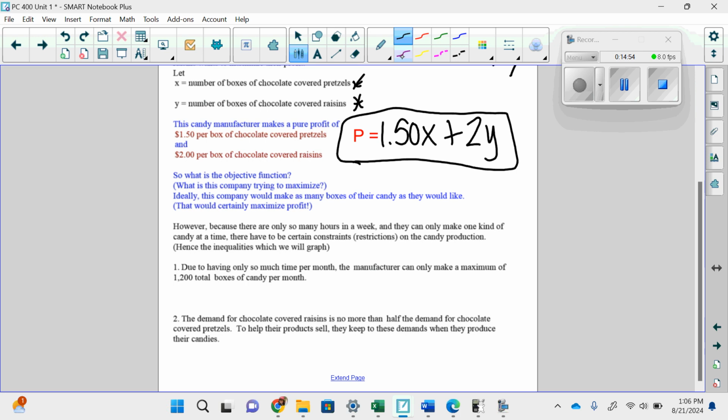So our first constraint is that the number of chocolate-covered pretzel boxes plus the number of chocolate-covered raisin boxes has to be less than or equal to 1,200, because that's the most amount that we can make in a month. I'm going to go ahead and solve this for y because we are going to be graphing it, so it just makes it a little bit easier.